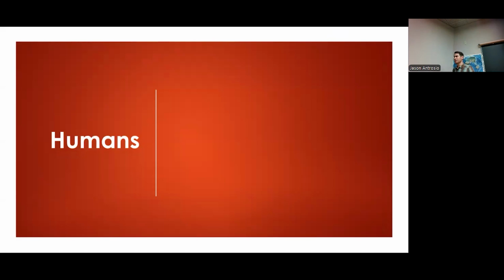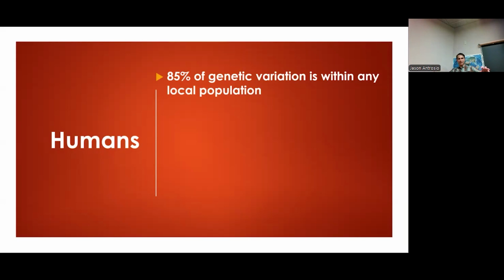The other thing about human beings and genetic variation, there is, of course, genetic variation in human beings, but what do we know about most of that variation? Where is it? Where's 85% of the genetic variation? 85% of genetic variation is within any local population. So let's say we have the whole of genetic variation, right? If you go to anywhere in the world, all the populations have within them about 85% of the genetic variation.